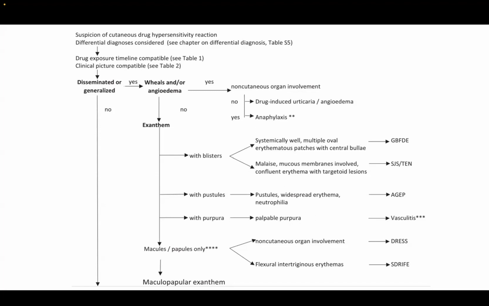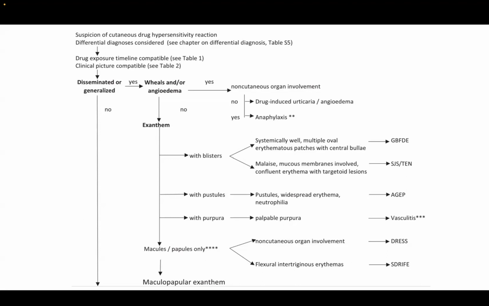If it is only limited to the skin, this is only drug-induced angioedema or urticaria. If the regions are not wheals or angioedema, they are exanthems, diffuse exanthems. Then are these exanthems with blisters? If yes, and if the patient is systemically well, the lesions are oval erythematous patches with a central bullae. If that is true, then this is a generalized bullous fixed drug eruption.